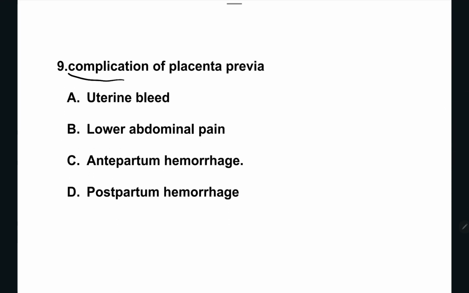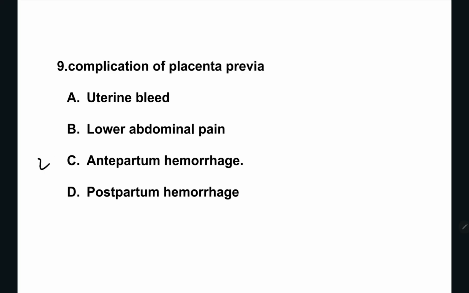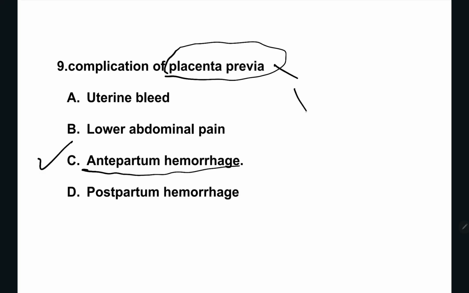The next question is complication of placenta previa. Option A, uterine bleed. Option B, lower abdominal pain. Option C, antepartum hemorrhage. Option D, postpartum hemorrhage. The right one is option C, antepartum hemorrhage. Why? Because placenta previa we can observe in pregnant women. During the pregnancy, when we observe any bleeding, that is known as antepartum hemorrhage. Along with this, we can see uterine bleed and lower abdominal pain, or postpartum hemorrhage after the delivery. So among these four options, we choose the first priority, that is antepartum hemorrhage.